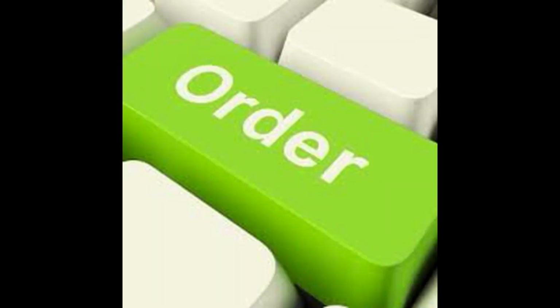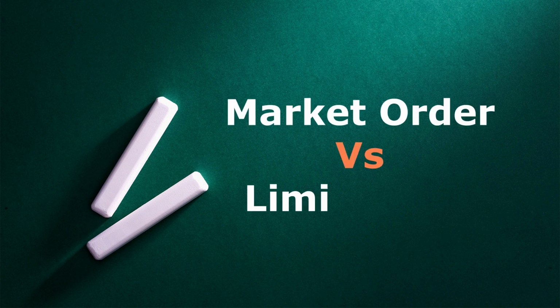So let's get started by defining what an order type is. An order is an instruction that a trader gives on a trading platform to buy or sell a particular security like a stock or cryptocurrency. In this video, I will be comparing two of the order types, which are the market order and the limit order.